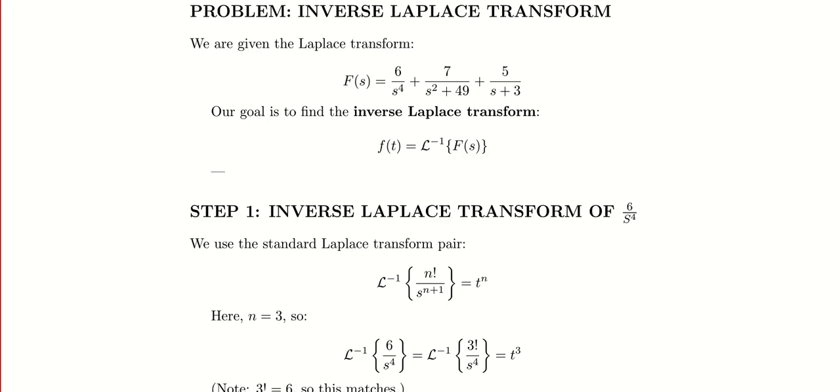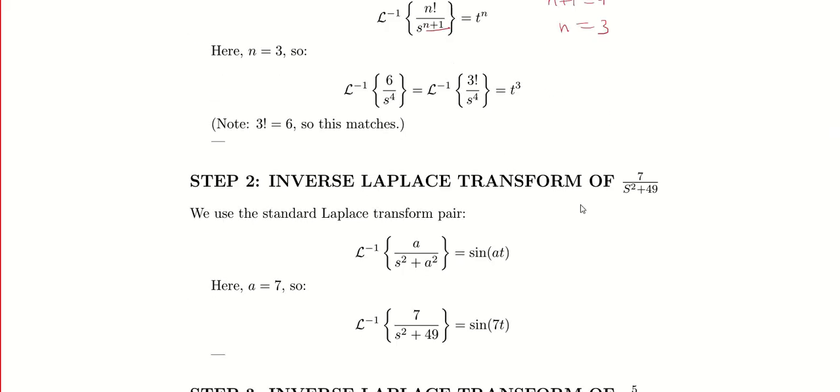So let's look at the inverse Laplace transform of 6 over s to the fourth. That looks to be of the form n factorial over s to the n plus 1 power, which the inverse Laplace transform is t to the n. Here, the easiest way to do this is to look at the exponent. The exponent here is n plus 1, and over here it's 4. So if you set n plus 1 equal to 4, you get n is 3. So this will just be t cubed.